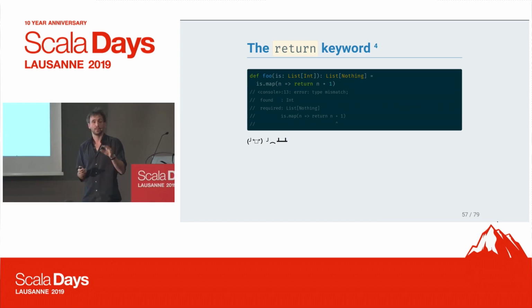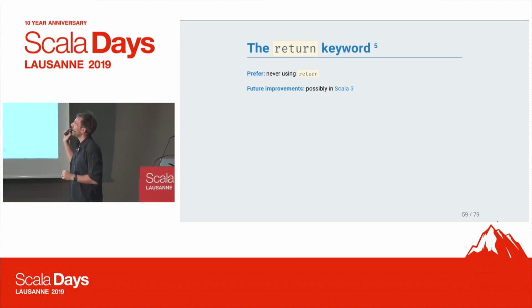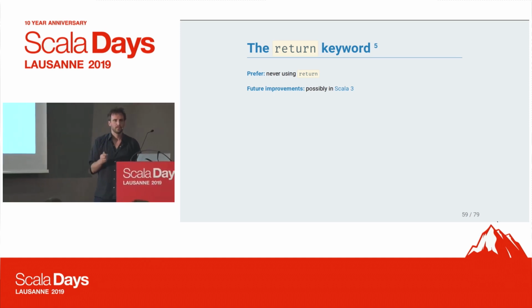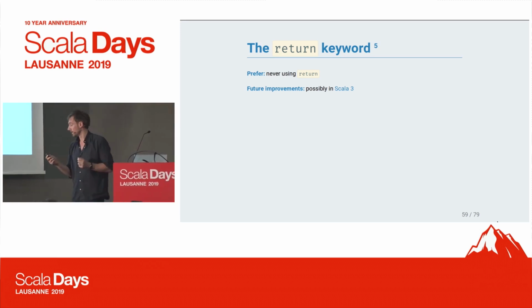You're going to try to understand it at some point. You won't. You will fail. You will remember that slide, and you will think, I should not have tried to understand it. Don't do it. It's a nightmare. Don't use return, ever. Just scrub it. And there are possible improvements in Scala 3 in that non-local return statements might be forbidden. I don't know what that means. So maybe it's a good thing. I don't know.